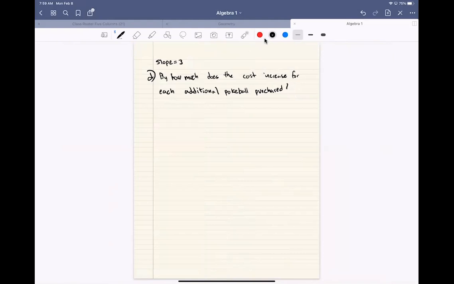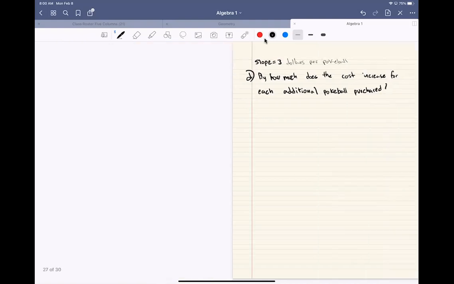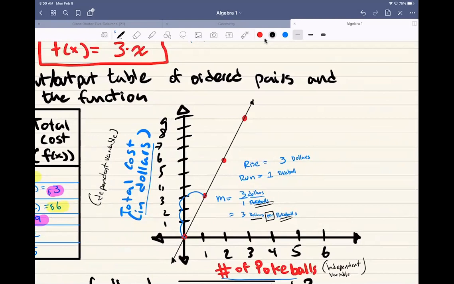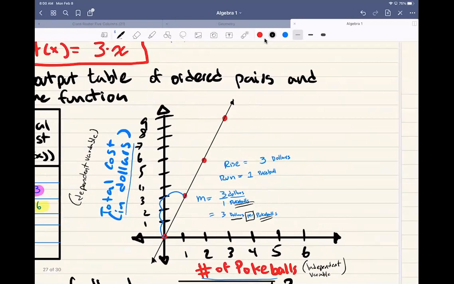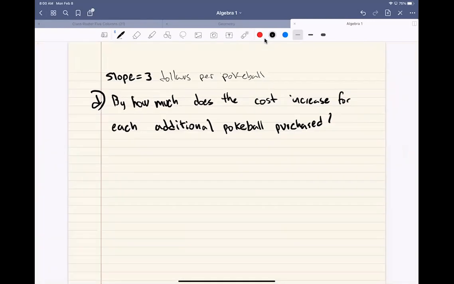And then remember our slope is $3 per Pokeball. The reason it matters that we say dollars per Pokeball is because when we're looking at slope as rate of change, we actually need to see what's changing and why it's changing. And here it's changing, you can tell if we look over here, every time you buy a Pokeball, your price is changing, right? And then by how much does the cost increase for each additional Pokeball?